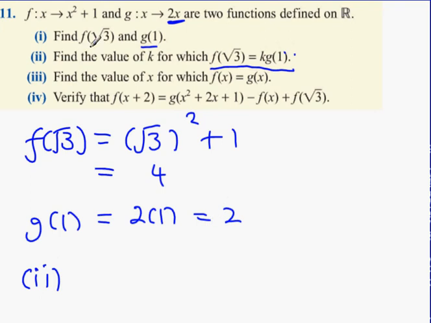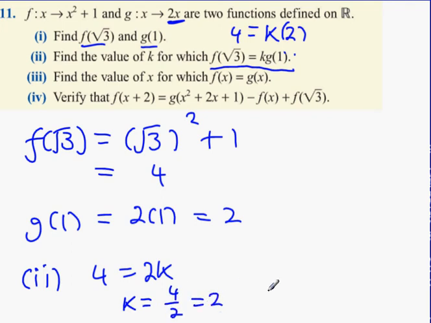From part 1, 4 equals... What is g of 1? 2. So 4 equals k times 2, or 4 equals 2k. What's k going to be equal to? 4 divided by 2, which is 2.